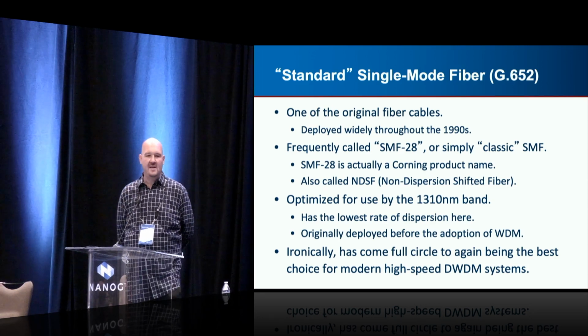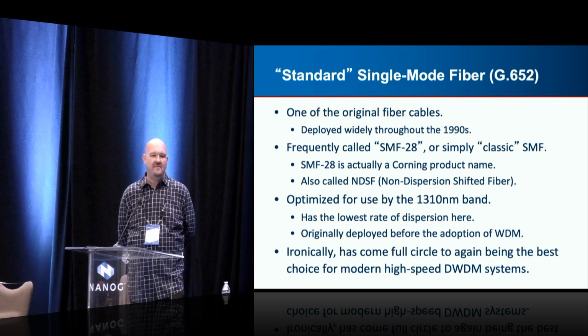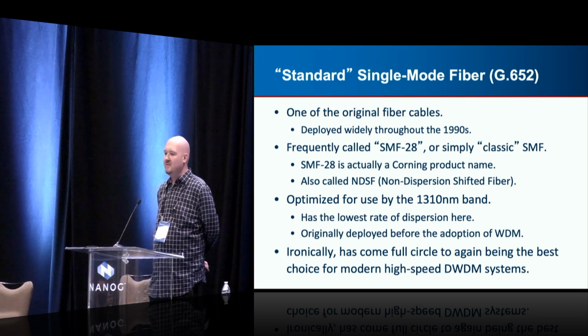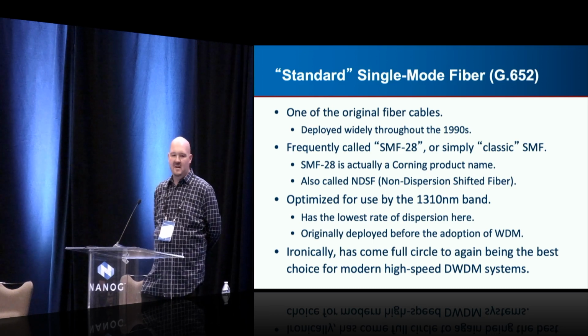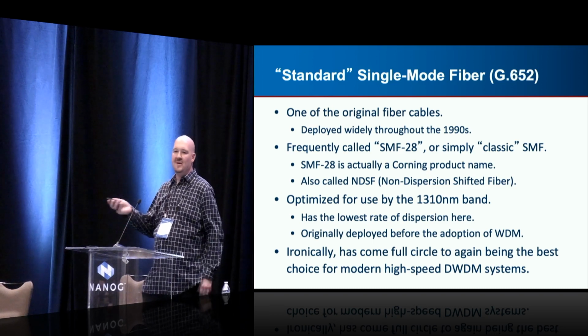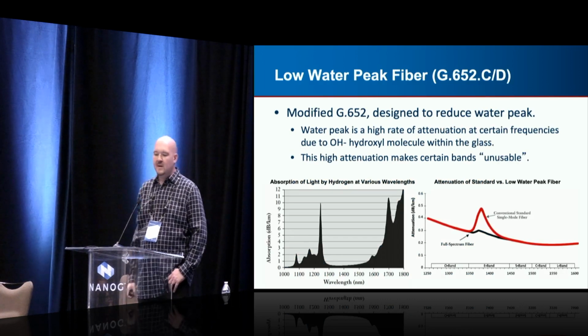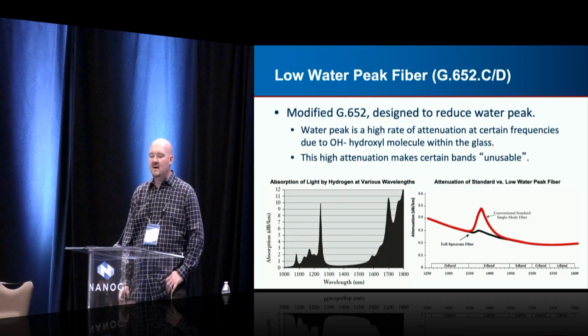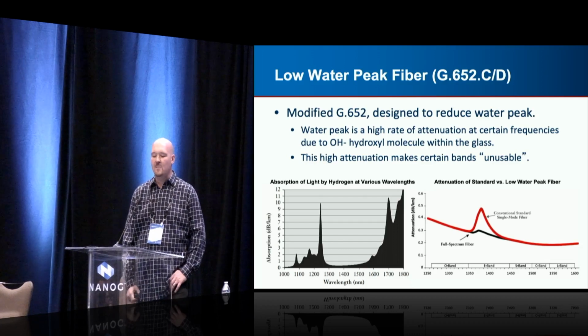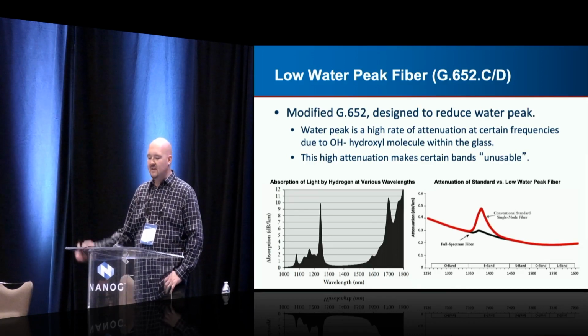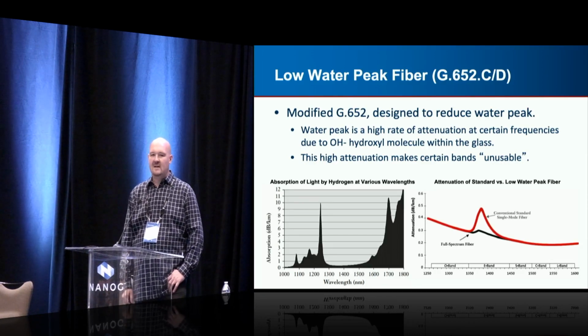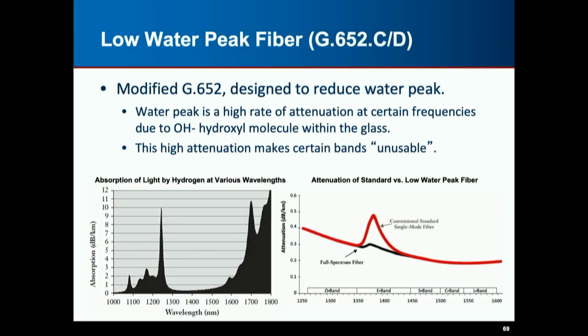Ironically, it's come full circle, and this is now the kind of fiber that we want to deploy on new systems. But for many, many years, we spent creating new kinds of fiber to deploy, thinking that we were solving problems. Like I said, there's the low water peak version. This is the kind that opens up more frequencies, so you get this spectrum over here in E-band that you could use with CWDM channels.